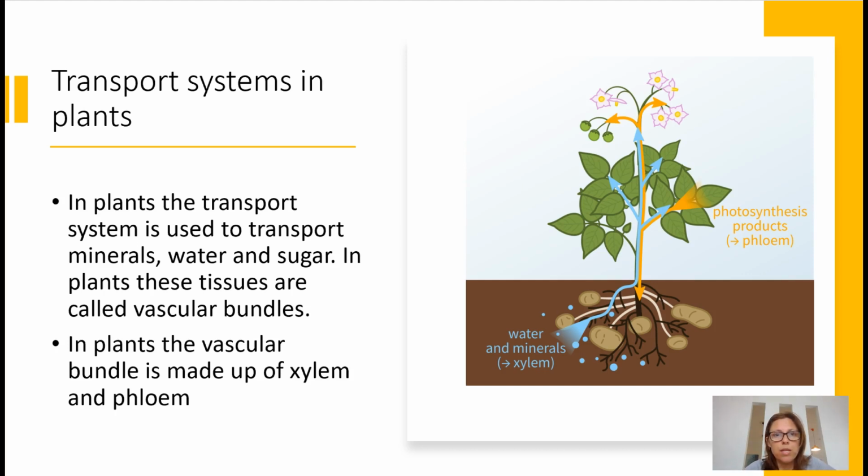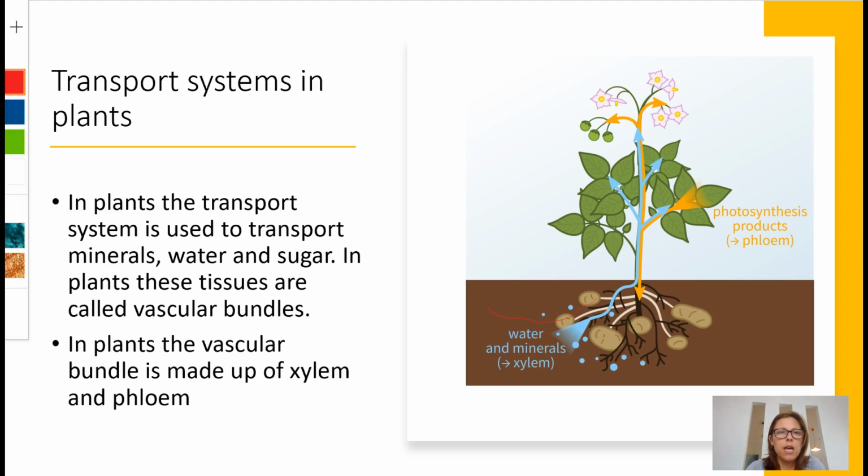So we call these vascular bundles, and the vascular bundles are made up of our xylem and our phloem. And if you can see over here in our diagram, you can see that the water is coming in and moving up to the top of the plant there.